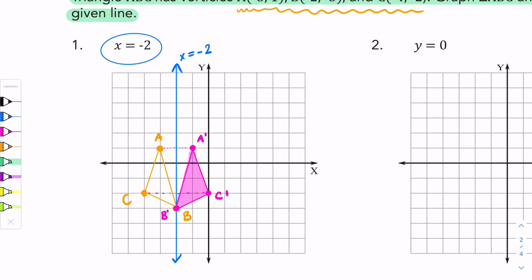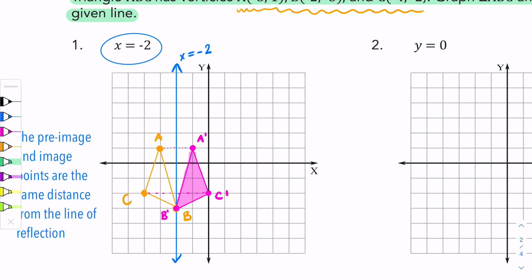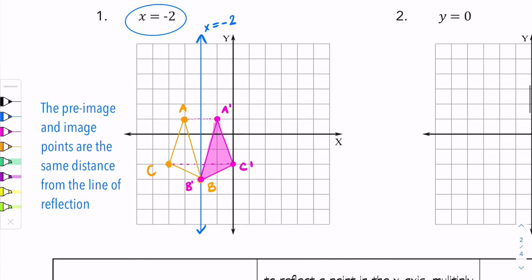So even when you are working with a shape, you work with an individual point. It might get confusing because sometimes you'll have points on both sides of the line, but if you focus on one point at a time, you reflect that point only, and then your final answer should always be correct. So here's a little note. The pre-image and image points are the same distance from the line of reflection. Does not matter which side you are on. That is always true.